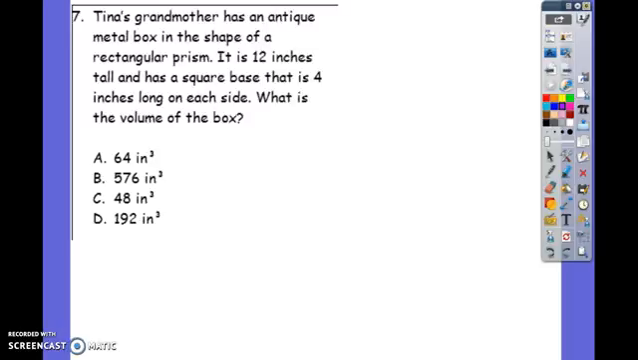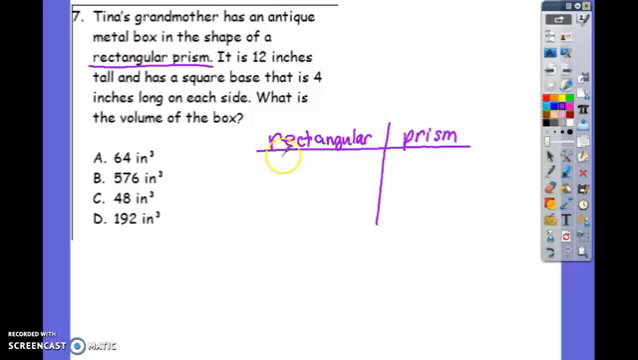So we have a rectangular prism, so we want to make our T-chart. Rectangular prism. So the area of the base is going to be area of the base equals base times height. And then our formula for prism is going to be volume is equal to the area of the base times the height of the prism. Be sure you're using your star chart and copying down your formulas.